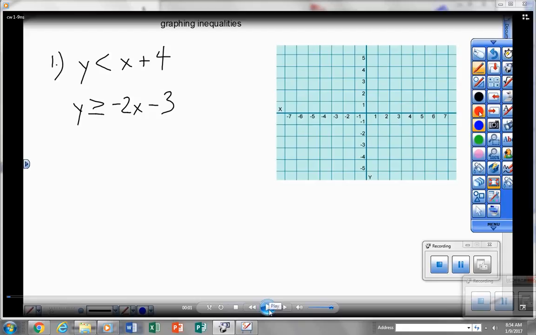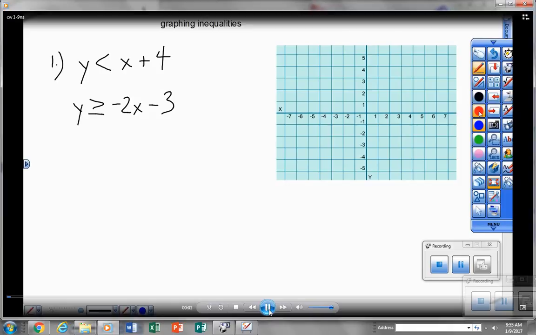Okay, I'm going to show you how to graph inequalities. The key to graphing inequalities is to make sure they're both solved for y. Remember, a plain inequality means a dotted line. An inequality with an equal line under it means a solid line. Less than, you always shade below. More than, you always shade above.